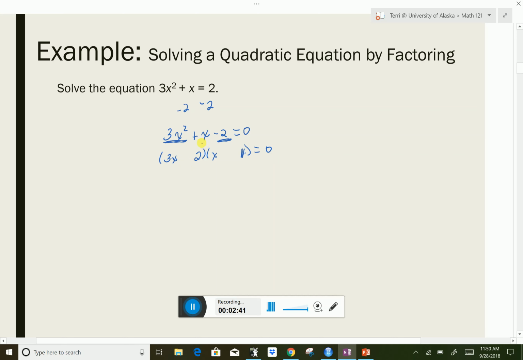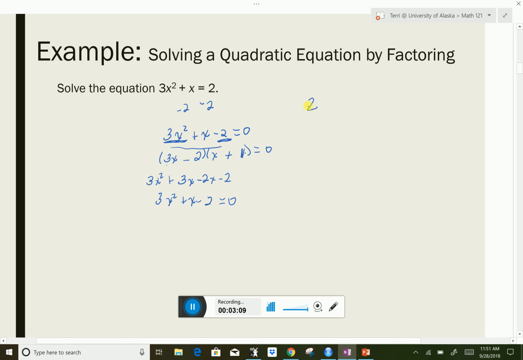So now I want a positive x. So I think it's going to be on this one, so that my outsides are positive 3x minus 2x. So my first, outside, inside, last, I end up with 3x squared plus x minus 2, not 1, sorry. So I know I've done this right.